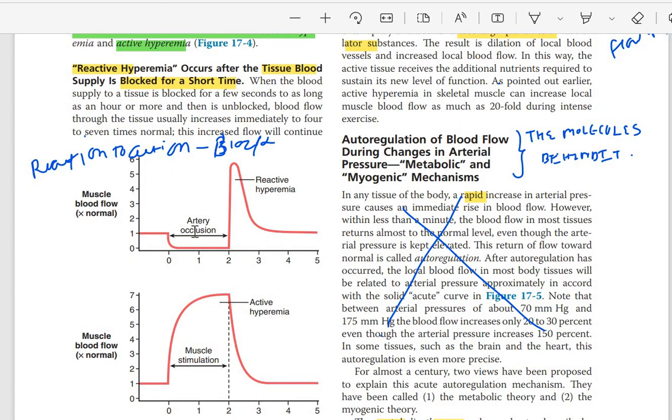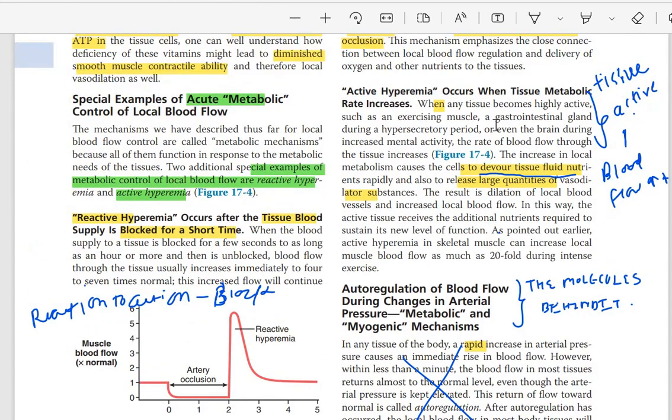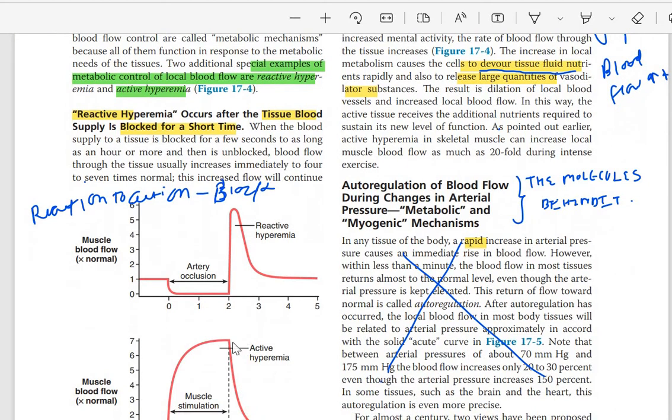If you occlude an artery, in the tissue there will be oxygen deficiency. The tissue is still functioning, no doubt you have occluded the artery, so ultimately there will be a lack of O2 and excess CO2 and lactic acid, so ultimately they will do vasodilation and this will be reactive hyperemia. And this muscle stimulation leads to active hyperemia, because when you are doing exercise you are using up all the tissue fluid nutrition and in excessive quantity you are making the vasodilator substance, so ultimately blood flow increases.